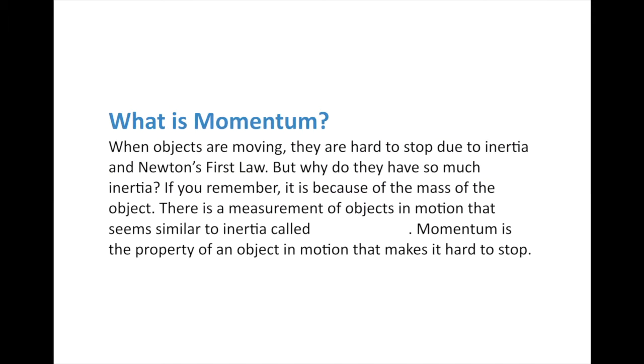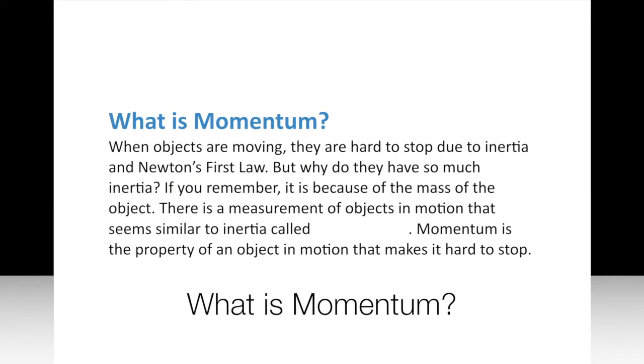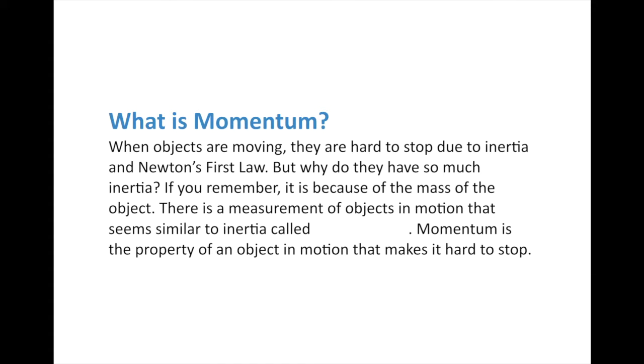And let's talk about a related concept, momentum. When objects are moving, they're hard to stop due to inertia, if you remember from Newton's first law. But why do they have so much inertia? If you remember, inertia is essentially dependent on the amount of mass, and I'm going to talk a little bit more about that in a second. We can measure how hard it is for an object to stop. In other words, kind of like how much force it's moving with, how much force is needed for it to stop. It seems similar, but it's a concept that we call momentum that we can measure.